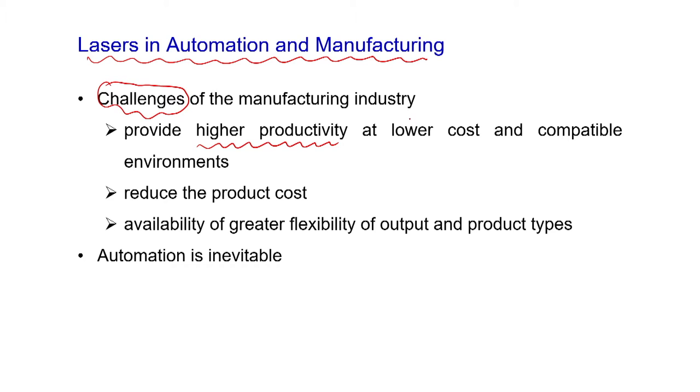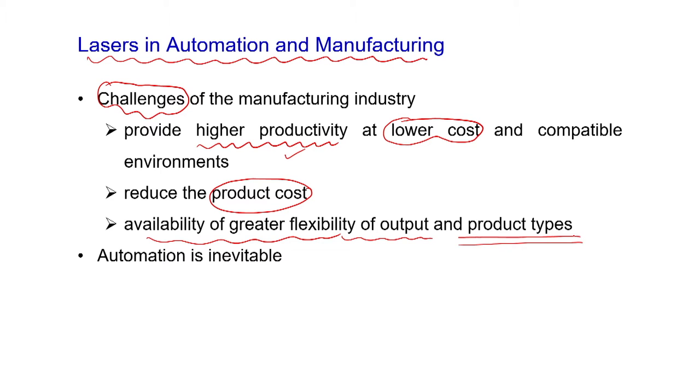The second challenge is we have to produce the products at an affordable price. So cost effectiveness has to be there. And the next is flexibility. So the product cost, the affordability of the product, higher productivity, and flexibility of output or the product types. These three are the main challenges the industry is facing.